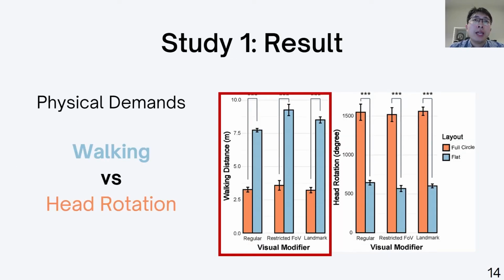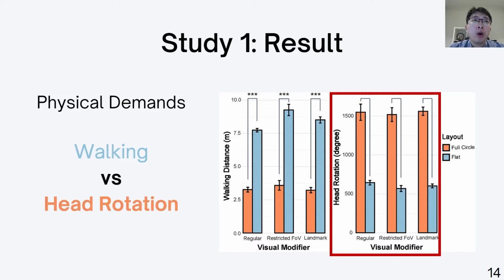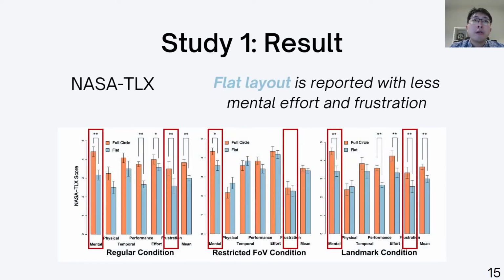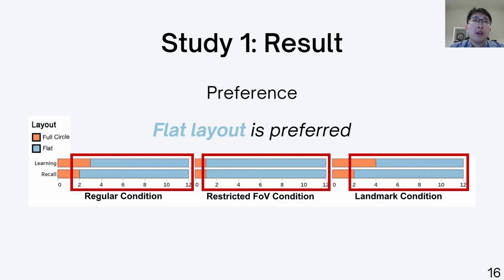The tracking data of the physical walking and head rotation shows that the flat layout requires more walking, while the full circle layout requires more head rotation. From the post-experimental NASA task load index results, participants reported that flat layouts require less mental effort and cause less frustration. For the overall preference, participants rated the flat layout as their favorite one.